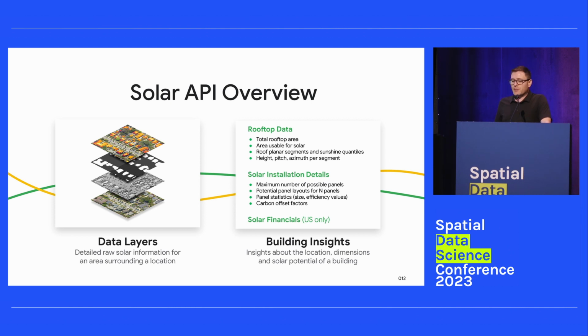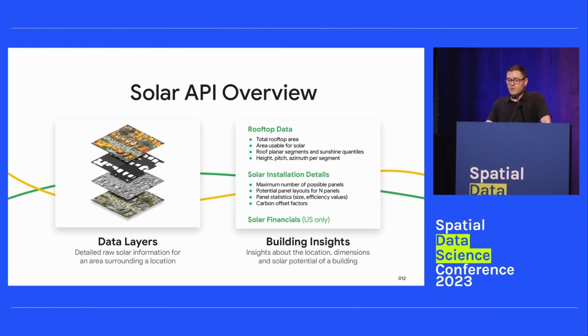So why launch a solar API? It's estimated that in 2024, over 150 gigawatts of solar energy will be installed. And so that's tens of millions of new solar energy systems around the world. So what is this product? In short, it allows you to understand the solar potential for a building.